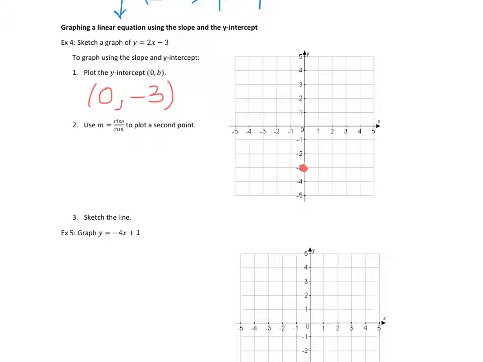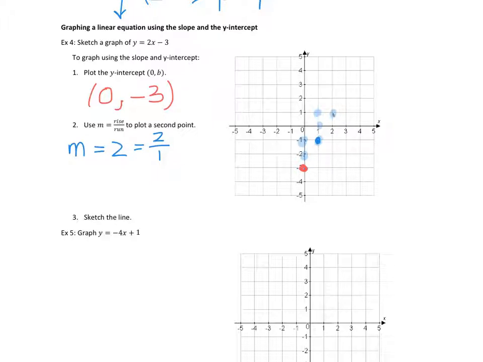So let's consider our slope. It's 2. I don't see a run in that case. I just see the rise. So let's turn it into a fraction. And now we can really see the rise and the run. The rise is 2, so let's go to our starting point, negative 3. We're going to rise up 2, and we're going to run 1. So again, we're going to rise up 2, and we're going to run once.